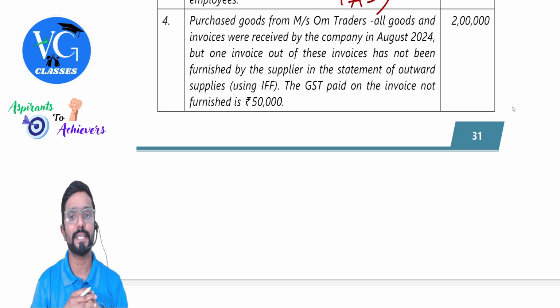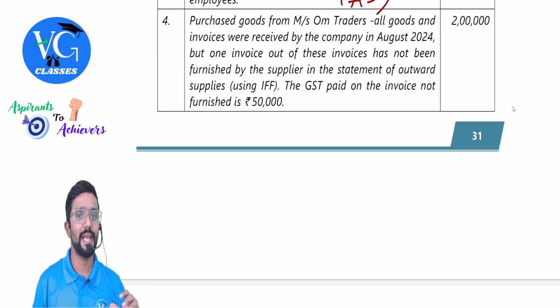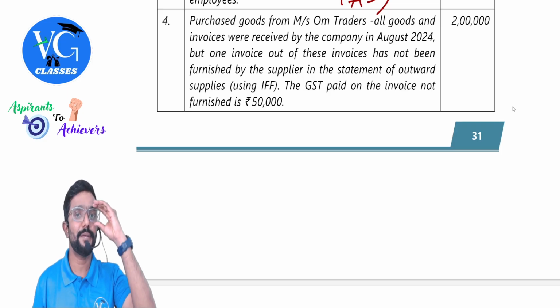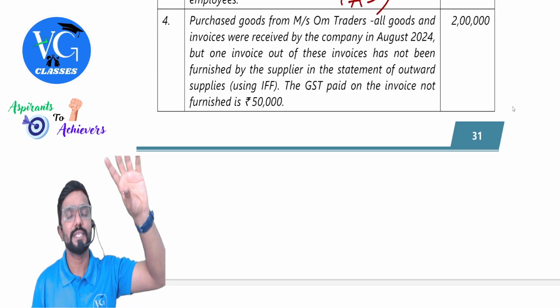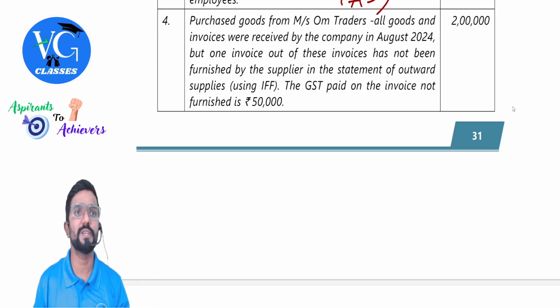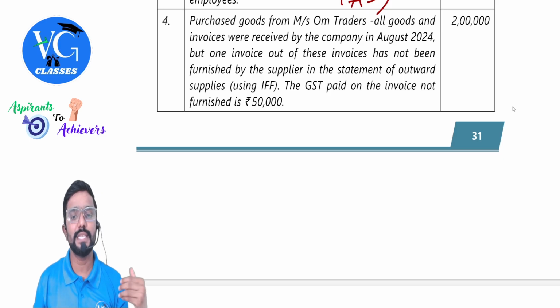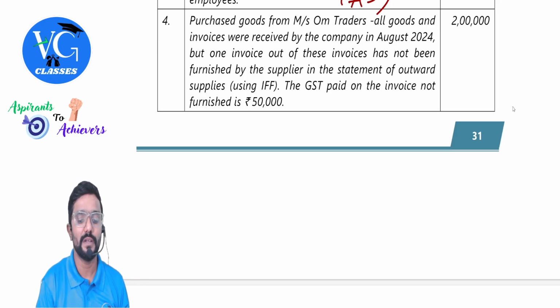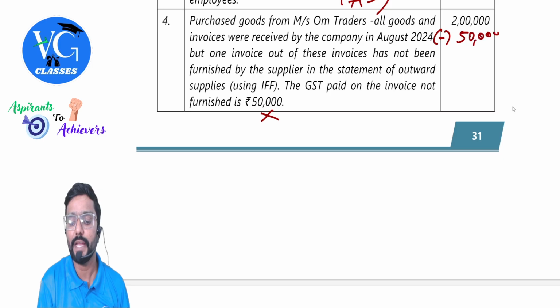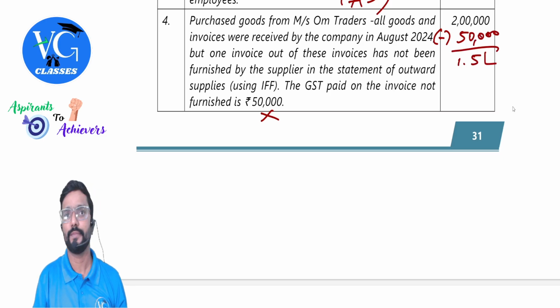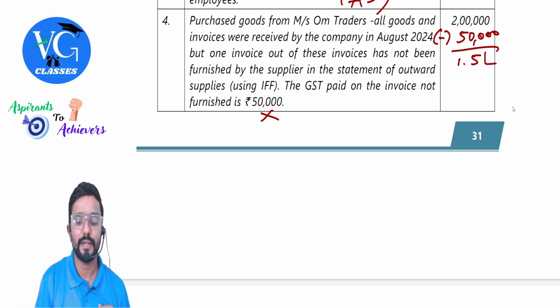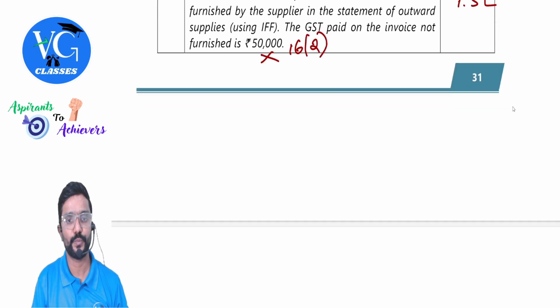Next. Purchased goods from home traders. All goods and invoices were received by the company in August 2024. But one invoice out of these invoices has not been furnished by the supplier in the statement of outward supply or using IFF. The supplier has not given the details of his outward supply in GSTR-1. Will it auto-populate to the recipient? No. The GST paid on the invoice not furnished is 50,000. On this, you cannot claim credit. So 2 lakh minus 50,000, guys. How much can you claim? Only 1.5 lakh. Yes, sir. Even this is as per section 16(2).